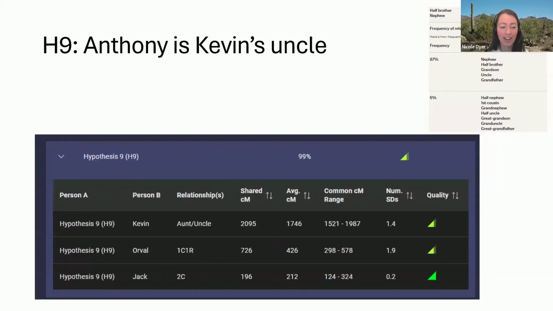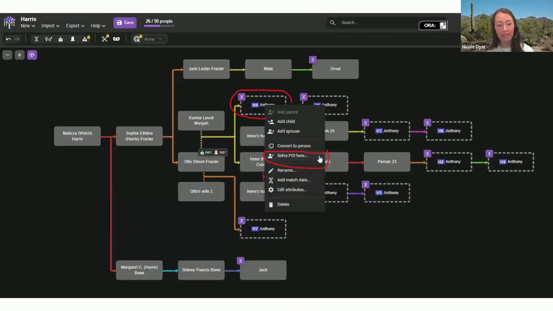Wrong. Now we get to the correct one. This one is the 99% chance. If Anthony is Kevin's uncle, all these relationships work. So Kevin would be the nephew of Anthony, and Orville would be a first cousin once removed, and Jack would be a second cousin. So this one works.